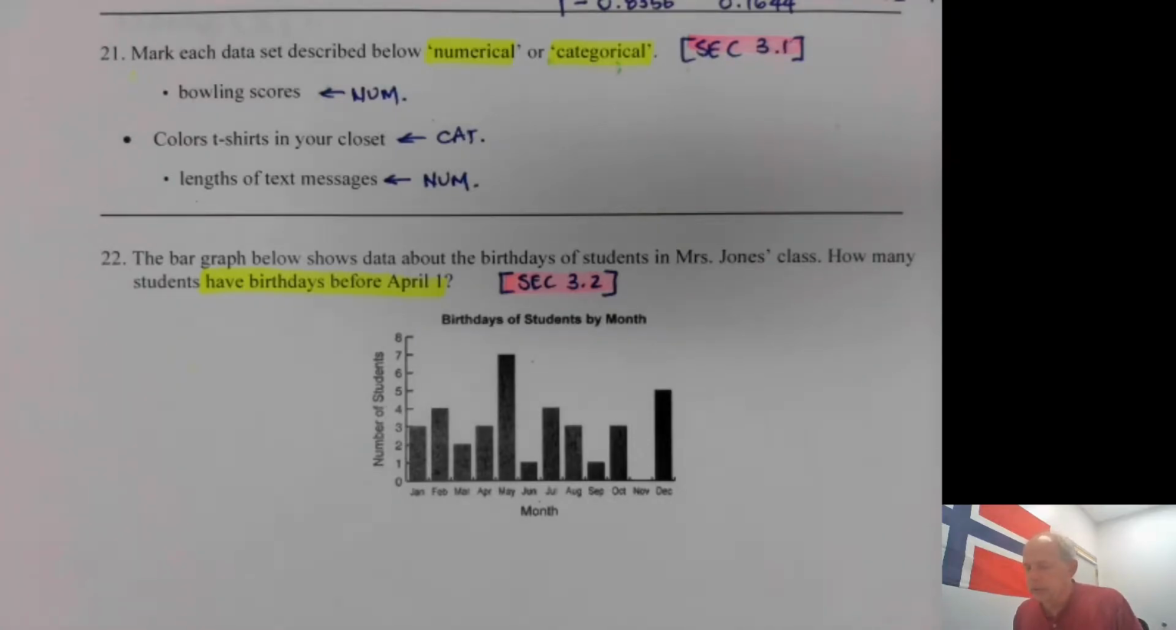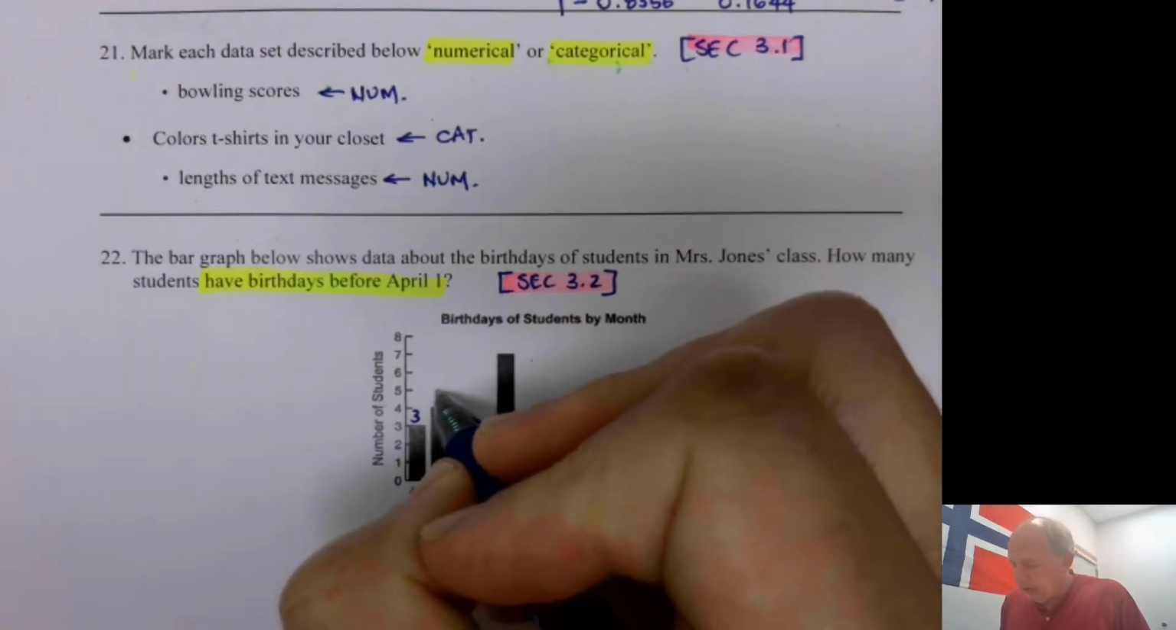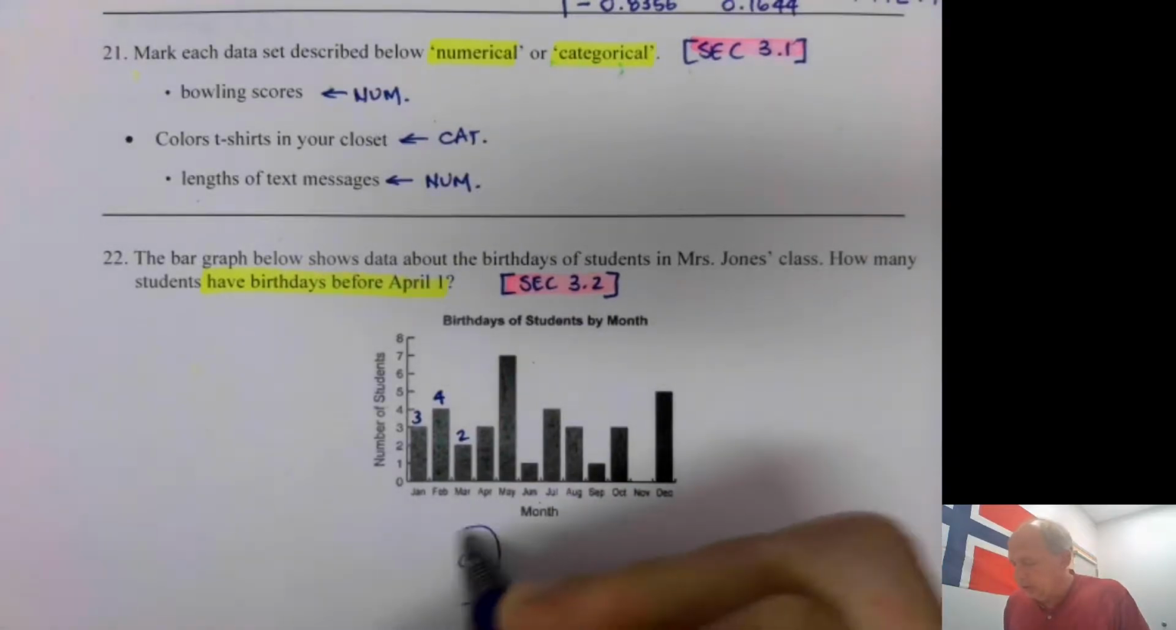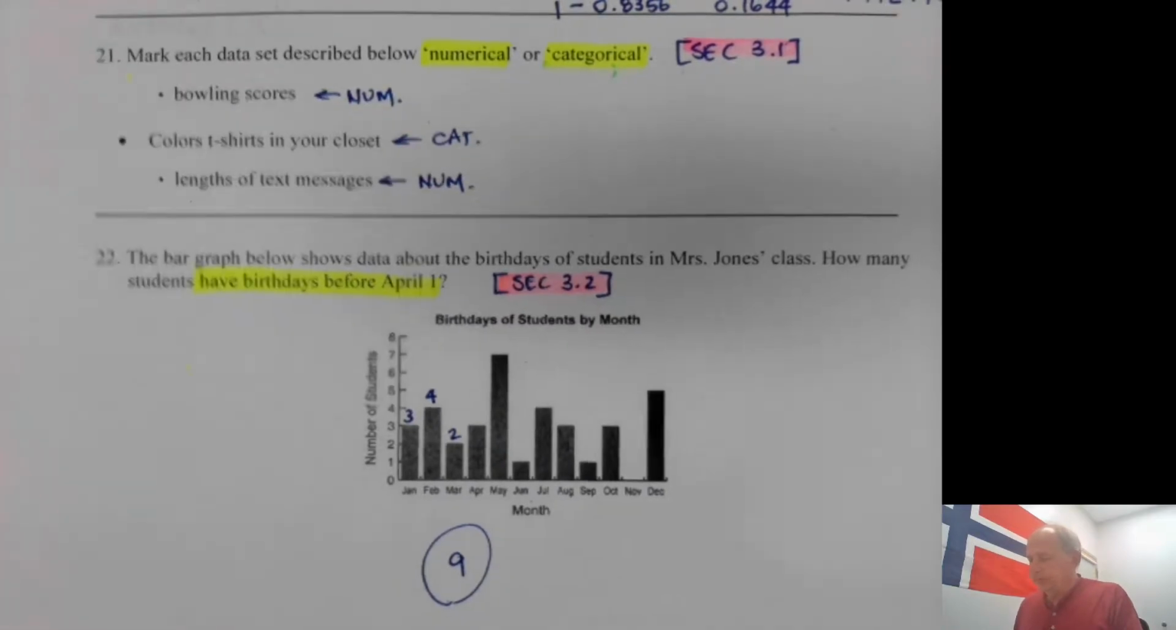That is numerical. Number 22 is about reading a bar graph, and we want to see how many birthdays are before April 1st. So in January, there were 3. February, there were 4. March, there were 2. So there are a total of 9 birthdays between those 3 months before April 1st.